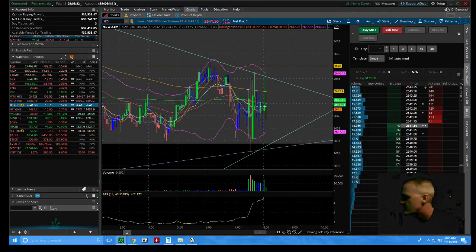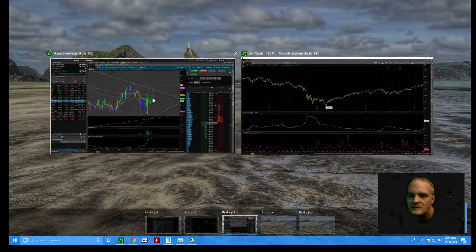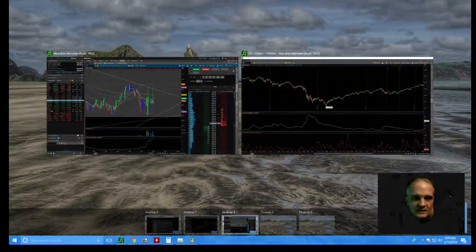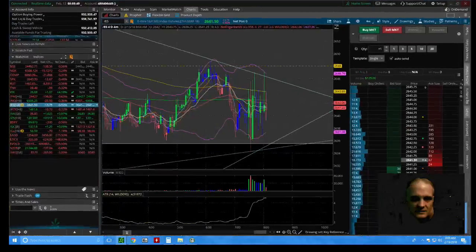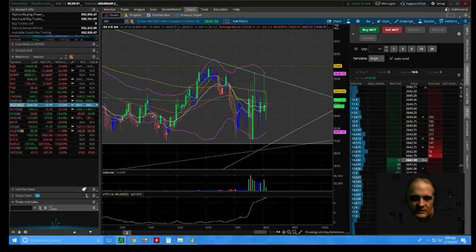I haven't looked at my P&L for the day in about half an hour. Good, I'm back to positive. Barely, but I'm back to positive. That small S&P futures trade helped.